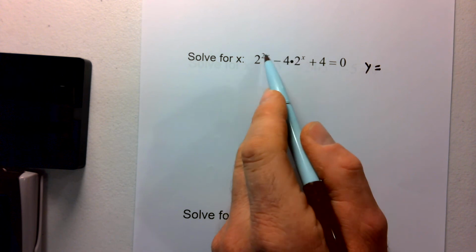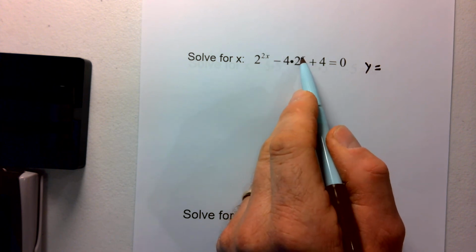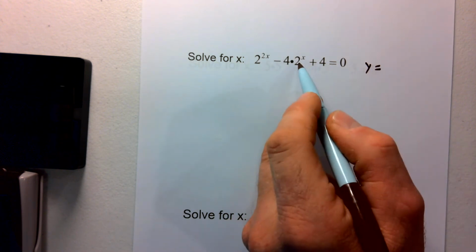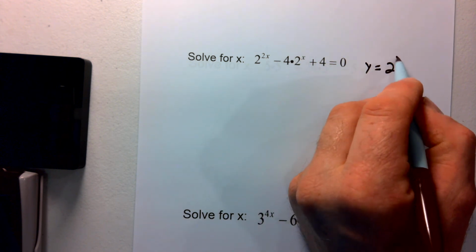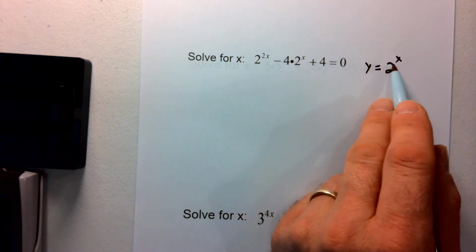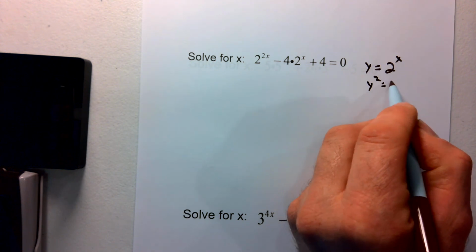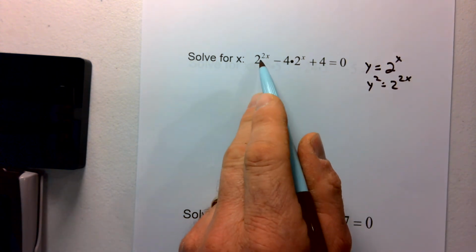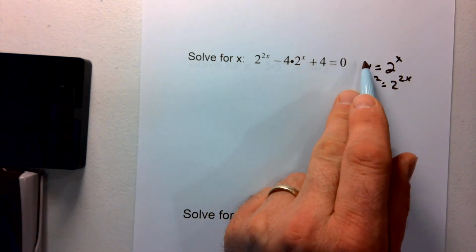So I notice I have a 2-to-1 ratio. This is twice as much as this exponent here. So I'm going to let y equal that middle term, or that second number with the exponent. So that makes y squared equal 2 to the 2x. So notice I can do a substitution.